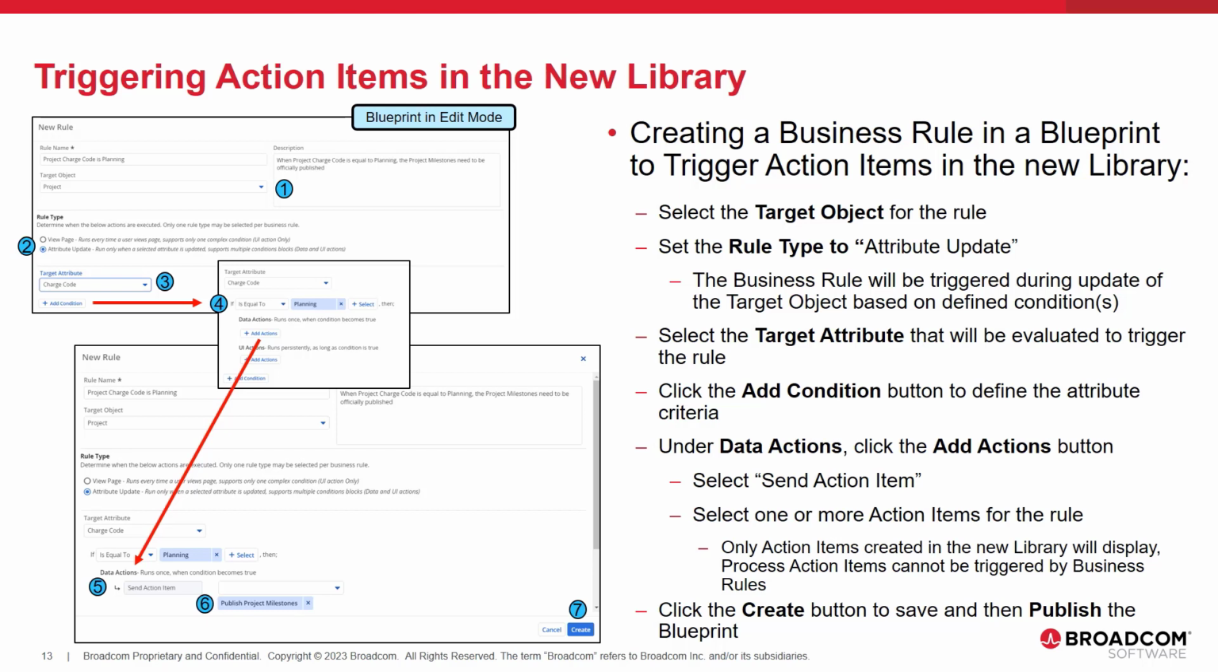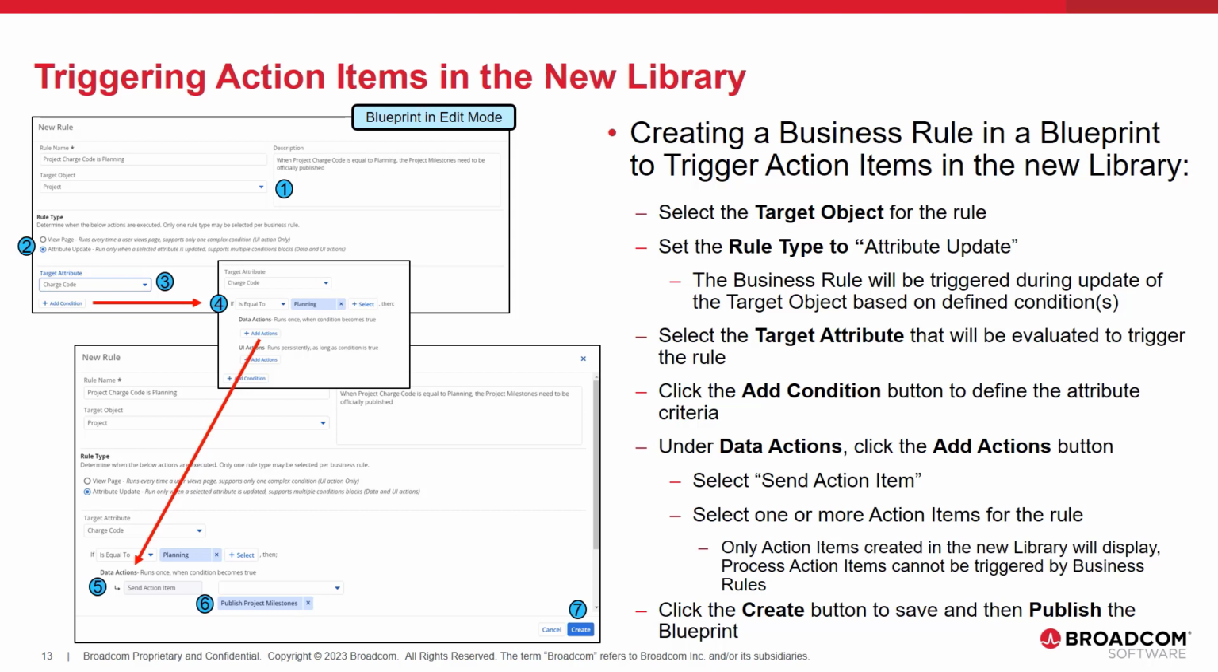Once your condition's defined for whenever you want the action item to trigger, you'll select Add Actions. If you look at the lower screenshot, you can see that the action that you want to select is Send Action Items. The last step is to select one or more action items that you want to trigger as part of this role. The action items that will be available here are the ones that you created in the new library. You're not going to see any process action items that you might have created in Classic, because process action items can't be triggered by business roles.